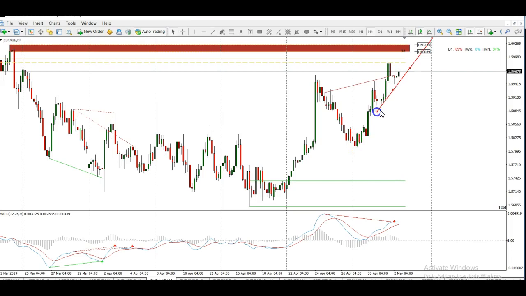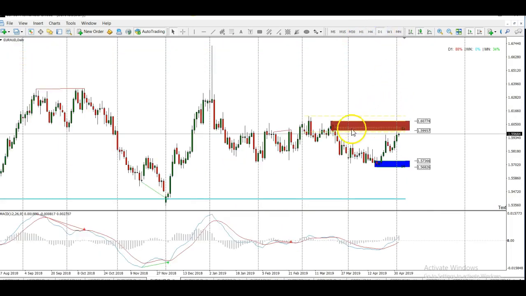So this is a nice target here, a nice selling opportunity. I'll be watching it maybe after the US session this evening or early Asian session tomorrow to look for a short opportunity on the Euro Aussie. So that's a trade for tomorrow.